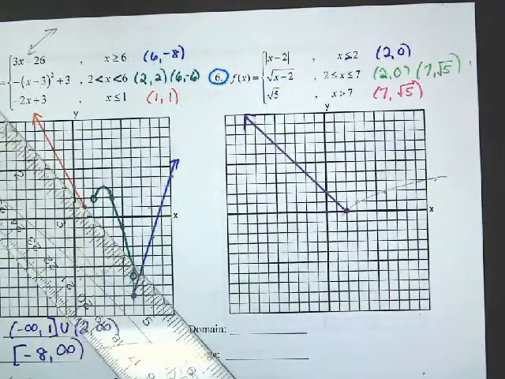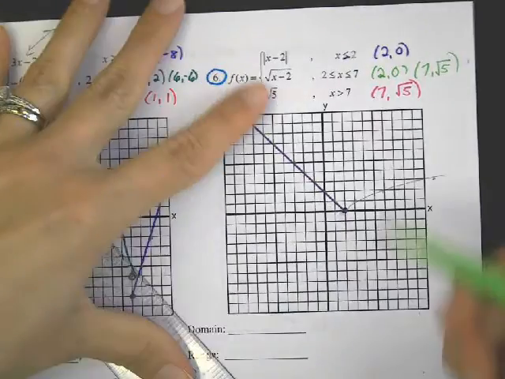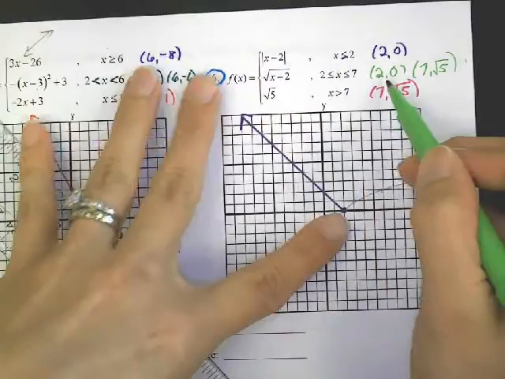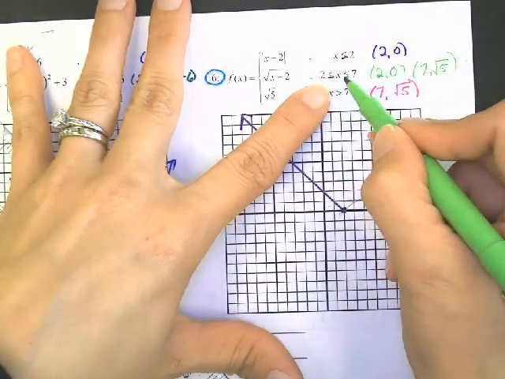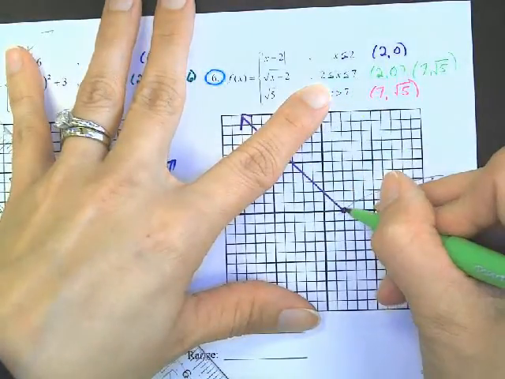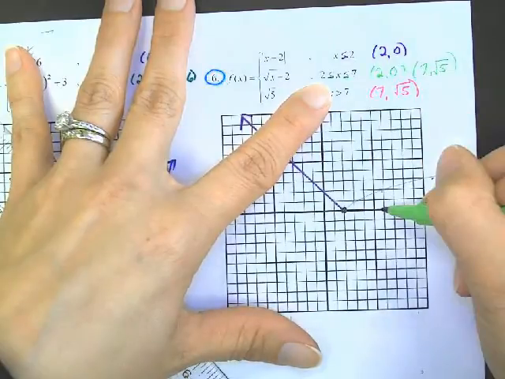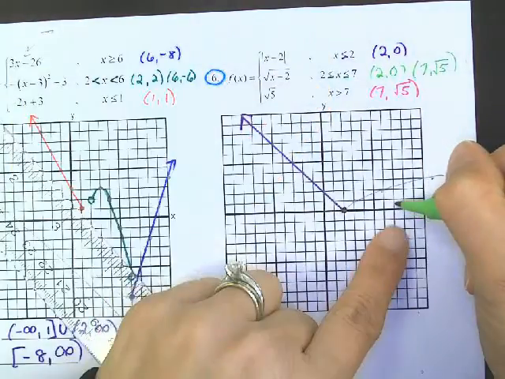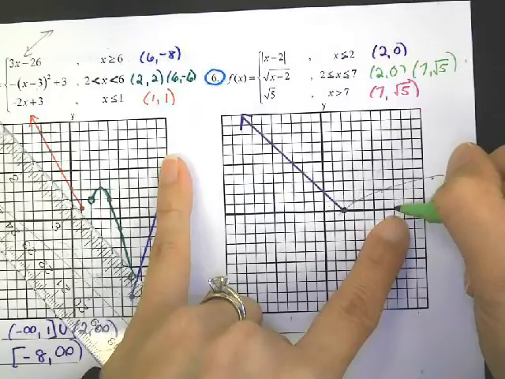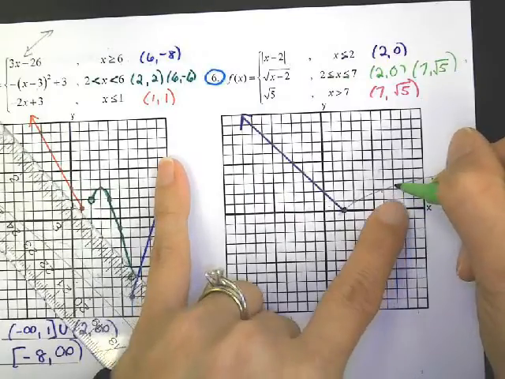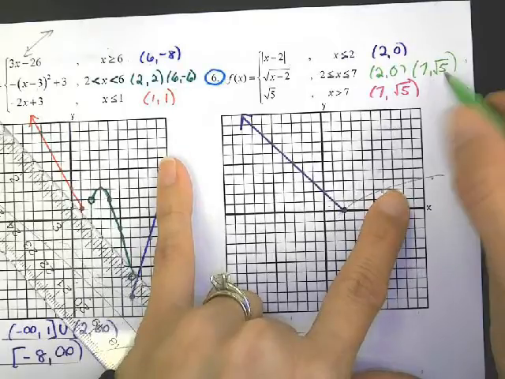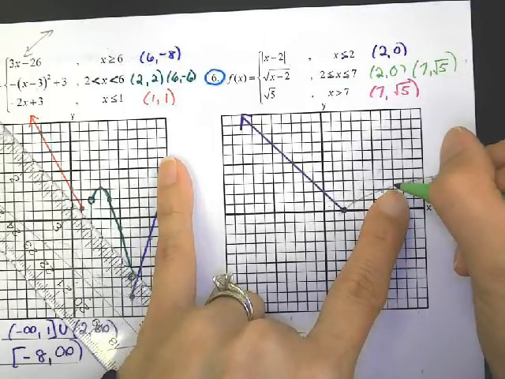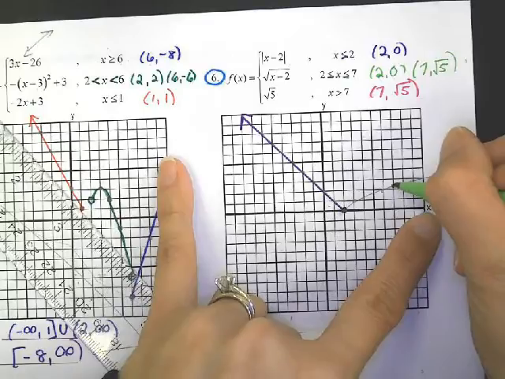Let's go get our marker or our pen now. When I plug in 2, I get 0. It's exactly right. And since they're equal, I'm going to put closed points there. And at 7, oh, 7 is weird. Radical 5 is 2 point something. That point is right there. And that's going to be a closed point.